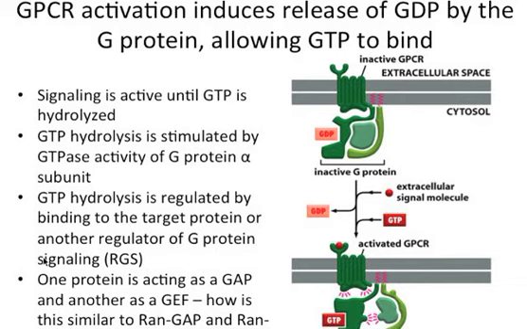Okay. So signaling is active until GTP is hydrolyzed, right? So you activate the GPCR, and then the G protein, with GTP bound, can go on and activate other things, and it's going to keep doing that until GTP is hydrolyzed. GTP hydrolysis is stimulated by its own GTPase activity. So its alpha subunit, which I don't remember which one that is, probably this one, because it's binding GDP, is going to stimulate hydrolysis of the GTP to turn it off.